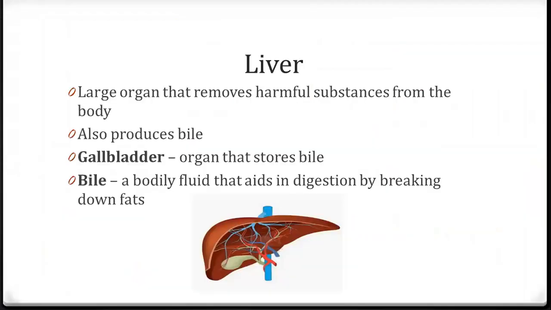And then the liver. The liver is the large organ that removes harmful substances from the body. It also produces bile. The gallbladder is the organ that stores your bile, and bile is the bodily fluid that aids in digestion by breaking down fats.